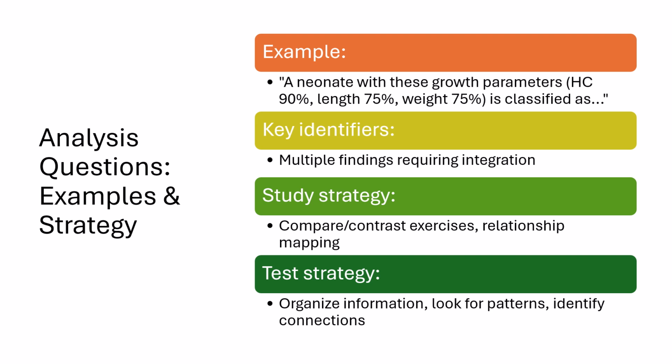Look at this example. A neonate with HC 90%, length 75%, weight 75% is classified as... This requires you to analyze multiple growth parameters and understand the relationships to classify the infant correctly. To prepare, practice compare-contrast exercises and relationship mapping. During the exam, organize the information systematically. Look for patterns and identify the connections between different findings.